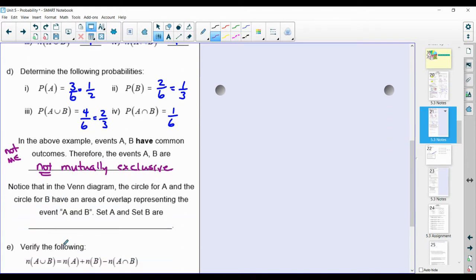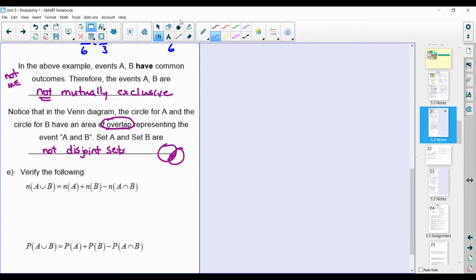Now, if we look at the Venn diagram again, because there is an overlap, that means these are not disjoint sets. Sorry, my apologies. This had an overlap. That means that they are not disjoint because there's that overlap there.